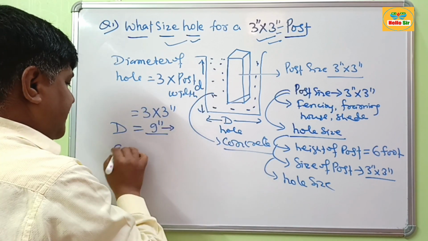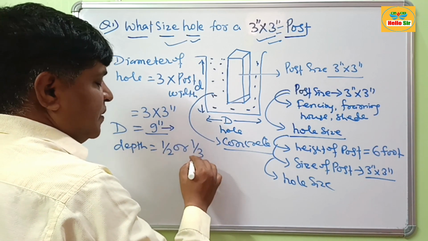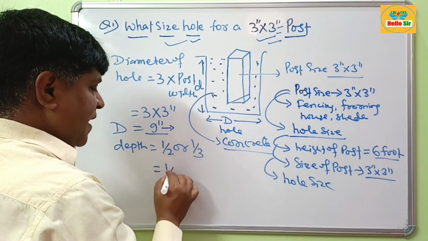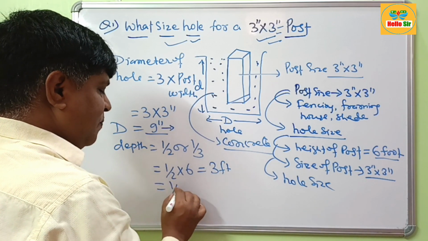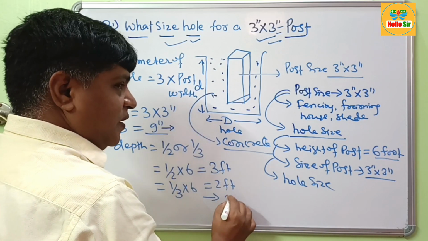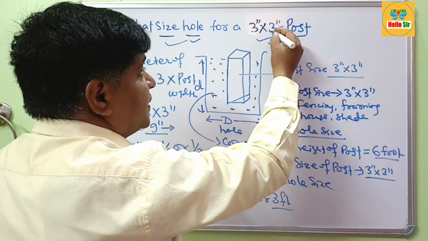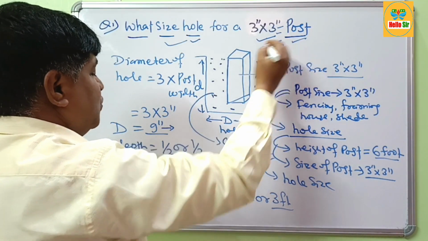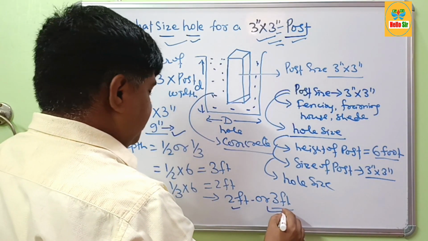And what is the depth? Depth should be 1/2 or 1/3 of the post height. What is the post height? That is 6 foot. 1/2 multiplied by 6 comes to about 3 feet. And if you multiply 1/3 by 6, it comes to 2 feet. It means your depth should be either 2 feet or 3 feet for setting a 3 inch by 3 inch post. The hole size required for setting this post should be 9 inches in diameter and 2 to 3 feet in depth.